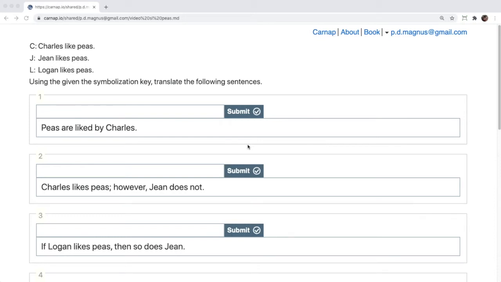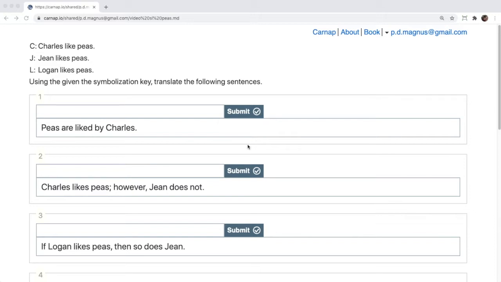Now that we have all of the machinery of SL in place, I'm going to work through some sample sentences so that we can see how more complicated sentences or compound sentences can be translated using the basic machinery. Rather than just working through this on the virtual whiteboard, the way I've been doing in the last few videos, I'm going to do this in Carnap so that you can also see how that program allows you to enter your own answers when you go to do the homework.